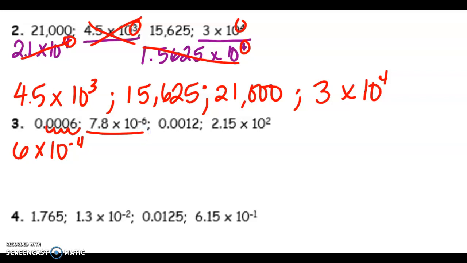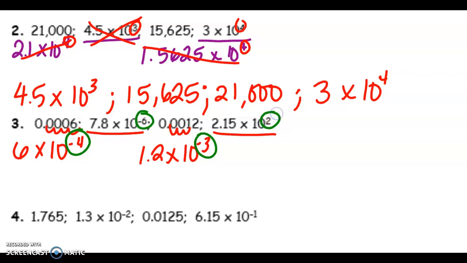This one's already written. I'm moving this 3 places, 1.2 times 10 to the negative third. And then this one's already written. Okay, so least to greatest, this one's actually easy because I can just look at the exponents. And just like negative and positive numbers, make sure you follow your negative and positive number rules. So 7.8 times 10 to the negative 6. Negative 6 is my smallest number that I have.